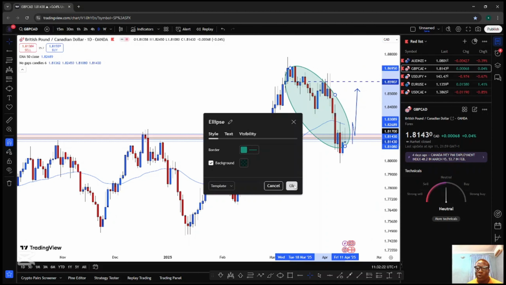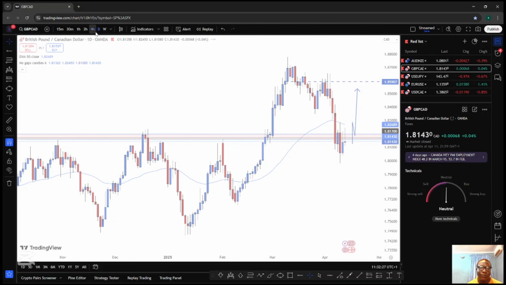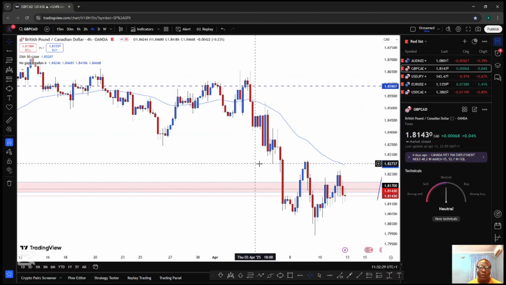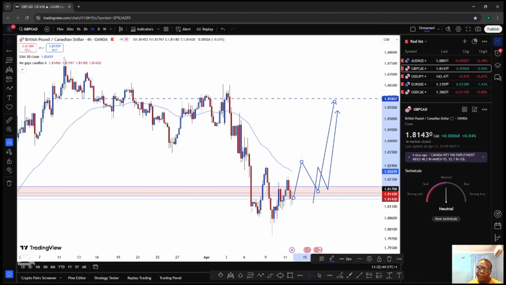So what would I be waiting for this pair? I'll be going down to the lower time frame, which is the 4-hour time frame, to look for a shift of structure to indicate that the market is moving bullish. As you can see, we're waiting for the market to break above this point here, give us a retest for us to then take the buys to the upside.